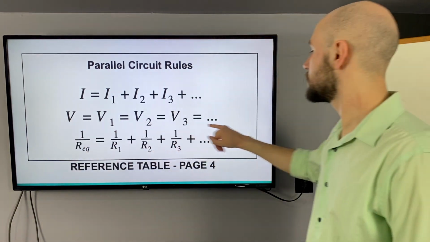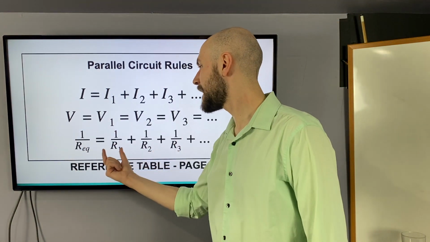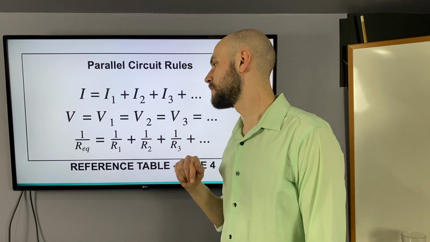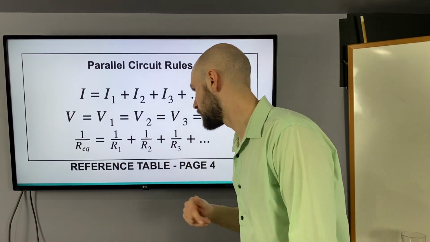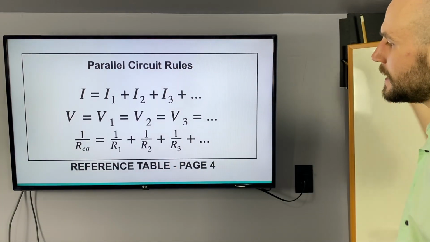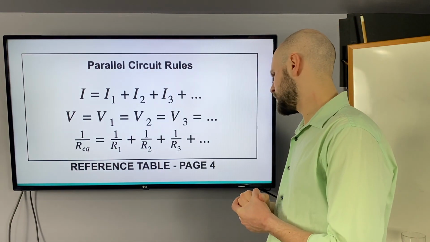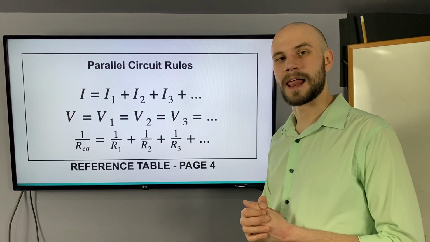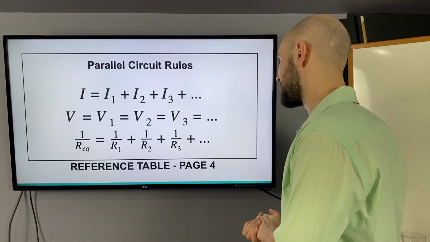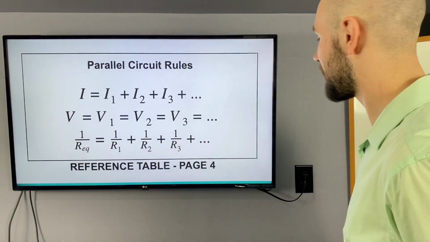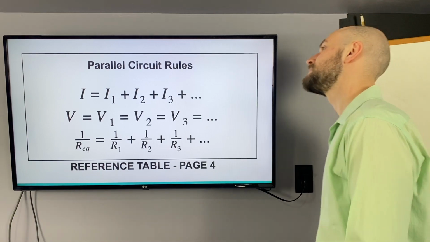And to find the equivalent resistance, we have to use this more complicated equation here. 1 over Req is 1 over R1 plus 1 over R2 plus 1 over R3, and so on, depending on how many branches we have in our parallel circuit. All of these equations are on page 4 of the reference table.